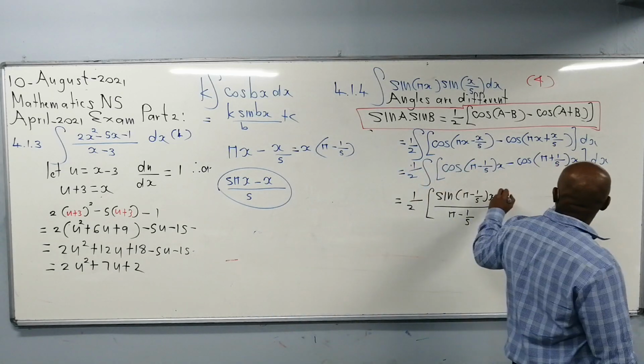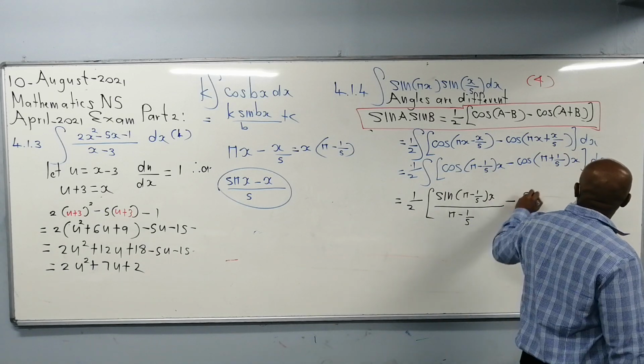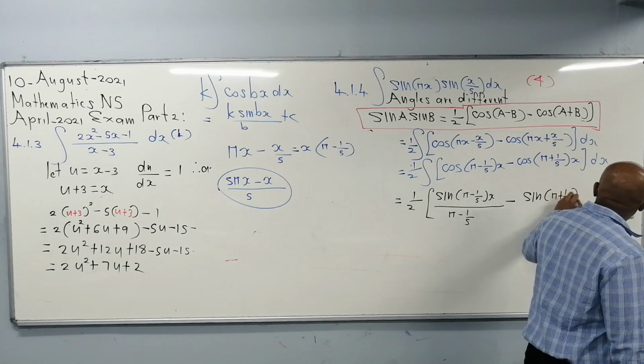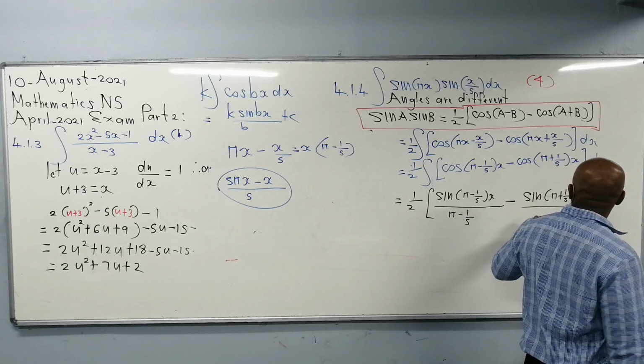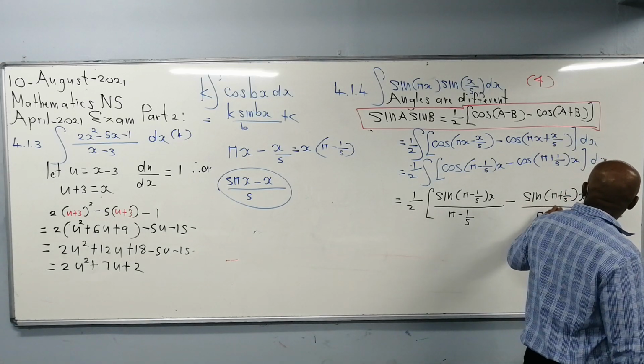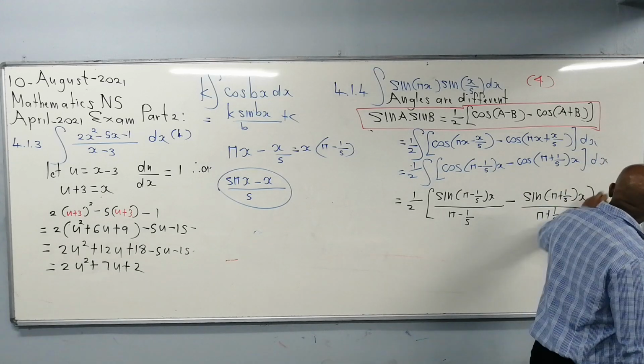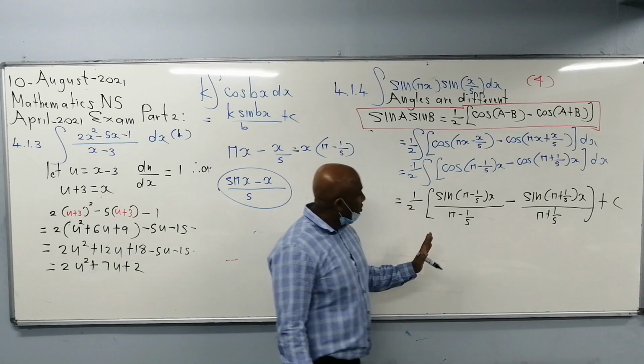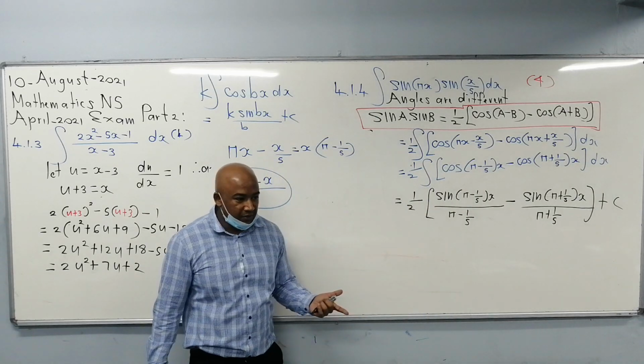Then we've got minus integrate cos, that's going to be sine of pi plus 1 over 5 x all divided by pi plus 1 over 5. There's no need for you to do anything more. You've integrated, and that's what was required there.